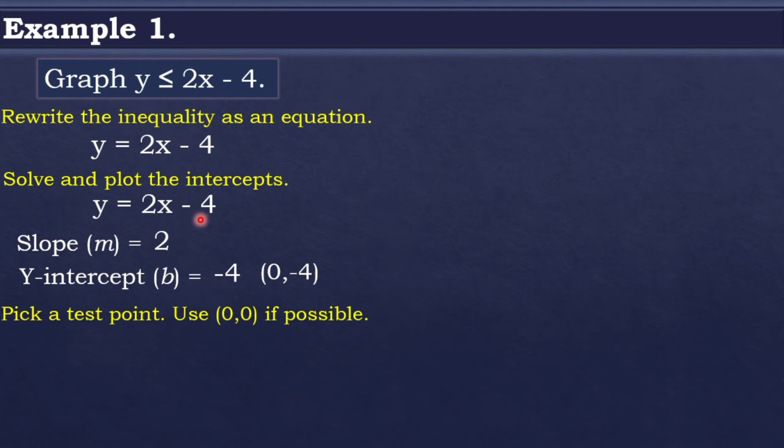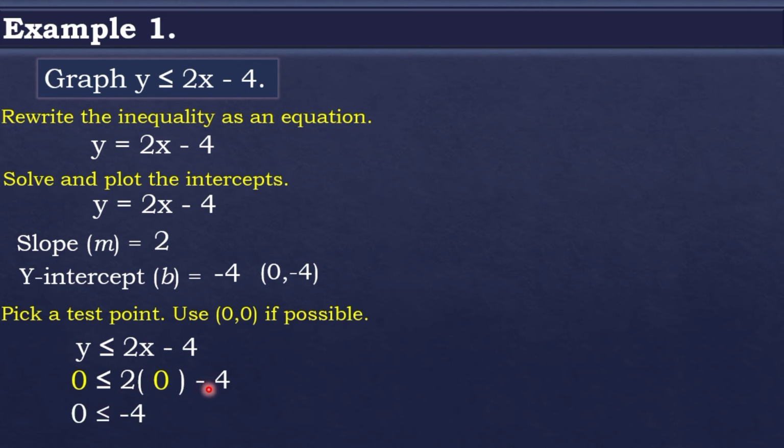Okay? Now, kuha tayo ng test point para mamaya sa pag-graph, alam na natin. So, isolve na natin yung test point. So, use 0, 0 if possible. So, copy mo yung ating given, y is less than or equal to 2x minus 4. And then, since this is x, this is y, isa-substitute lang natin 0 and 0 doon. Okay? So, pag sinolve natin ito, this will be cancelled. Ang may iwan na lang, negative 4.